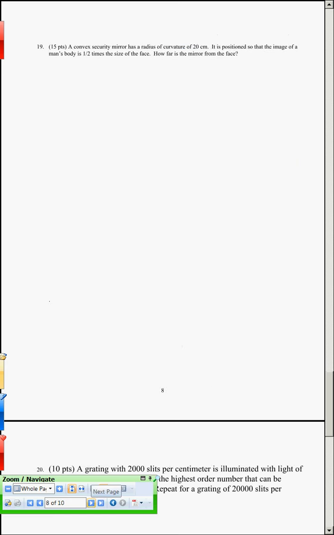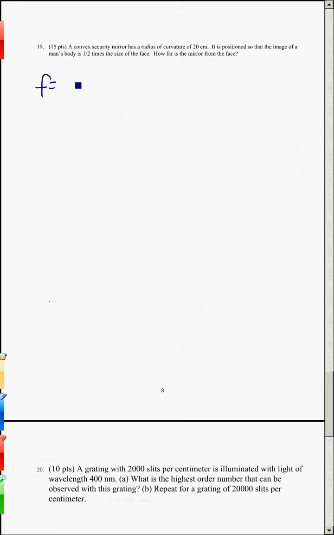Alright, number 19. A convex security mirror has a radius of curvature of 20 centimeters. I know that my focal length is half that, so it's 10 centimeters. And because this is a convex mirror, it has to be negative. The convex mirror has a negative focal length. It's positioned so the image of the man's body is half the size of the face, so my magnification is 1/2. Because it's a convex mirror, it's going to be positive 1/2. It's smaller and upright.